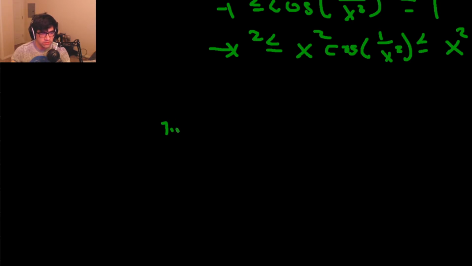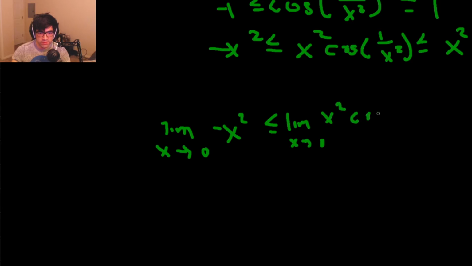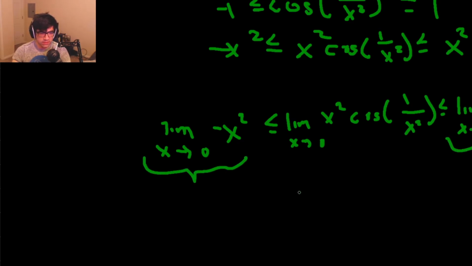The limit as x approaches 0 of negative x squared is less than or equal to the limit as x approaches 0 of x squared cosine 1 over x squared, less than or equal to the limit as x approaches 0 of x squared. And from here, we know what this limit is, and we know what this limit is. Both of these are 0, so 0.